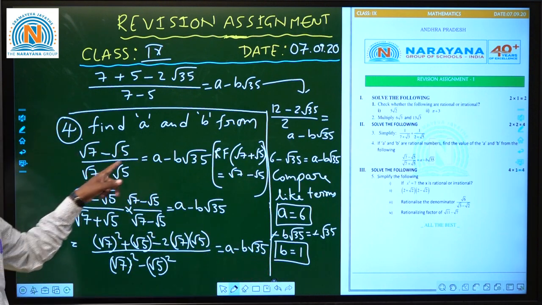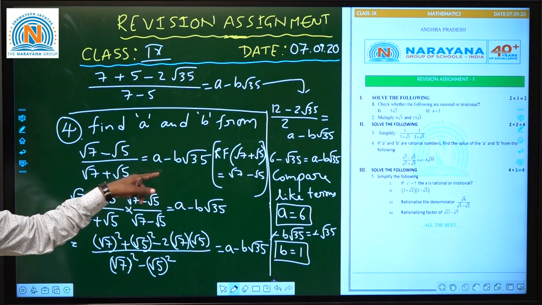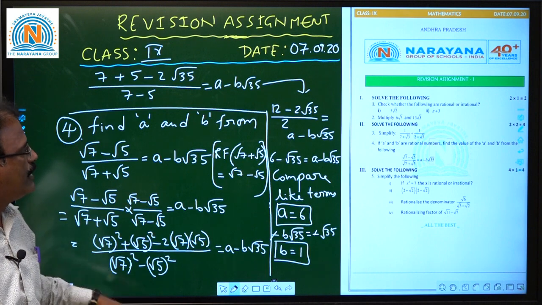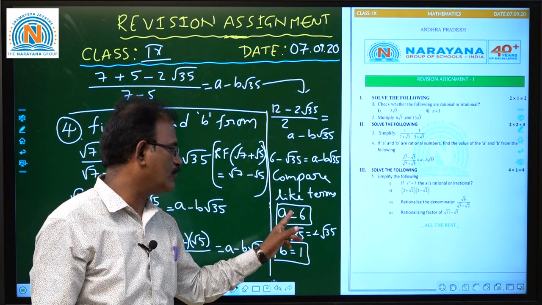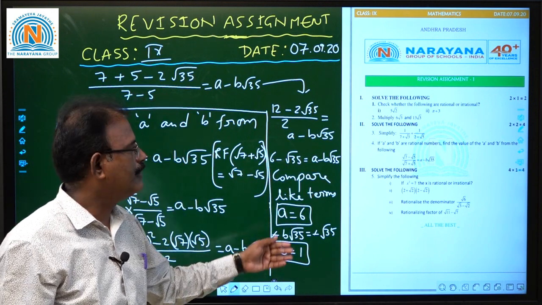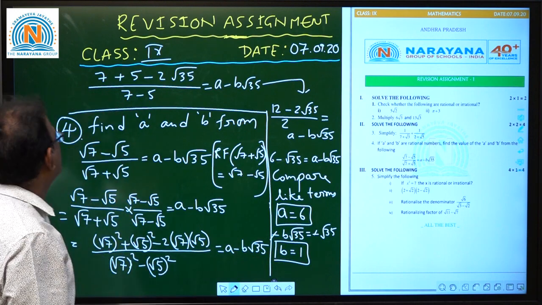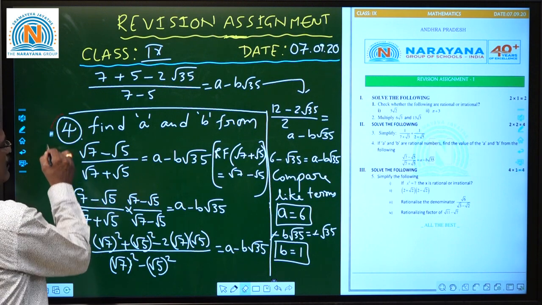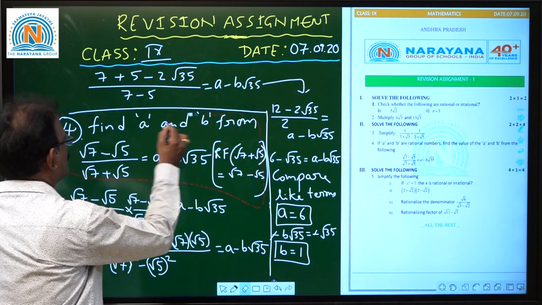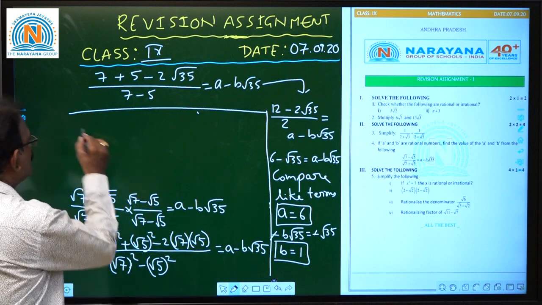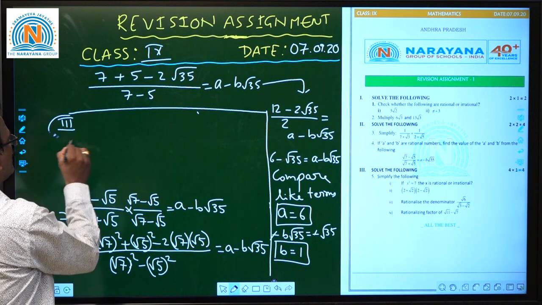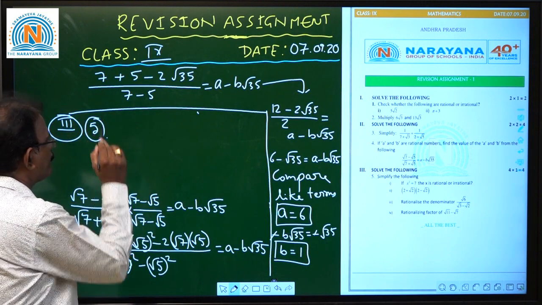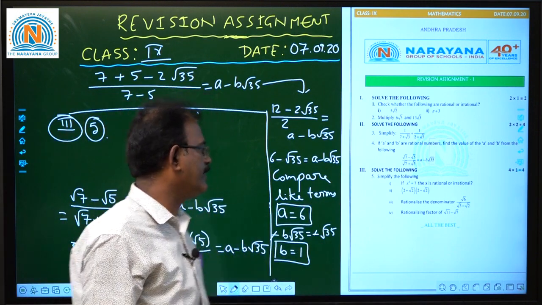So from the given identity, how to find the a and b values children? After you rationalize the denominator, compare the like terms so that you can get the values of a and b children. Now let us come back to third Roman, question number 5. Simplify the following.